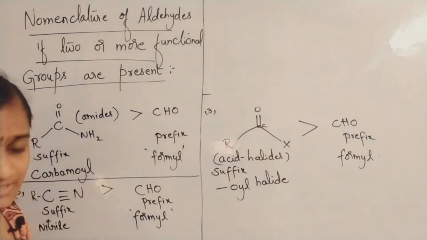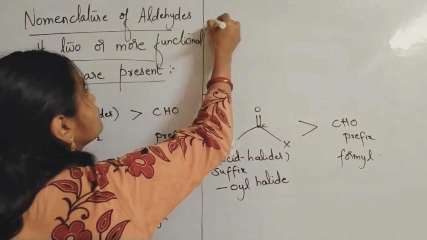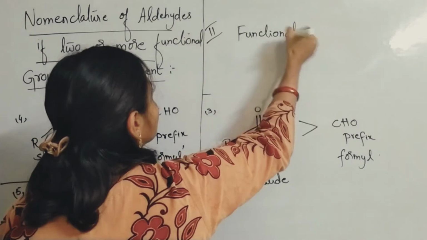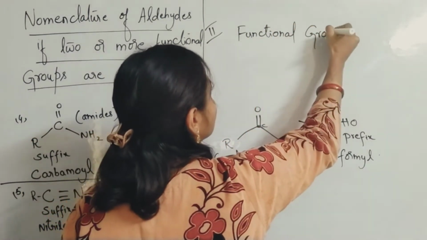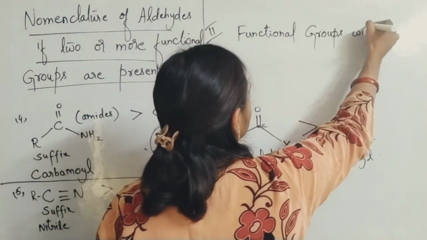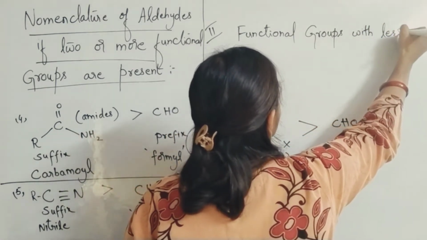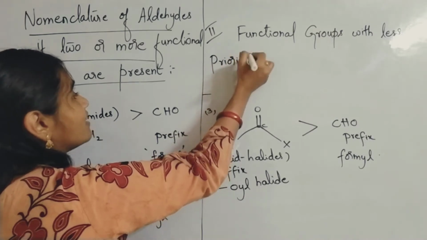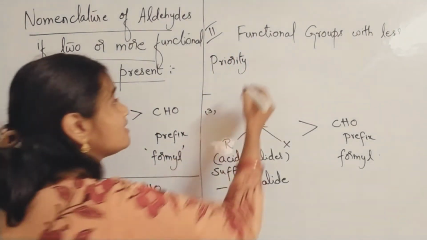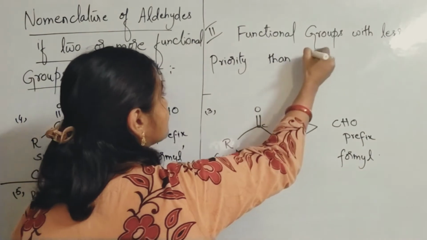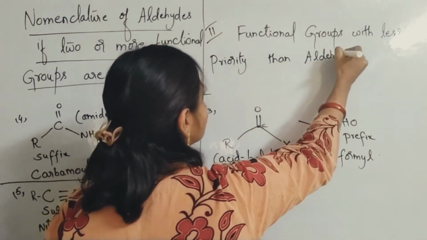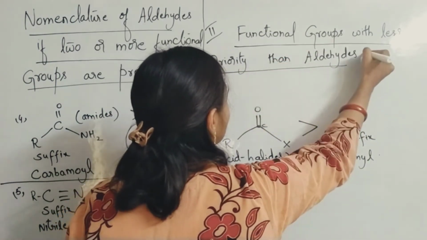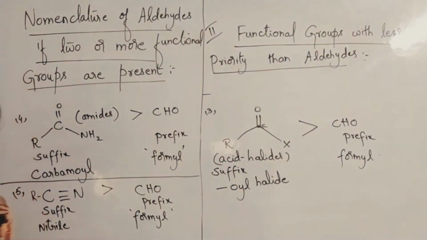Case 2. Functional groups which are having less priority than aldehydes. What are the functional groups which are having less priority than aldehydes? Let us keep a side heading like this.